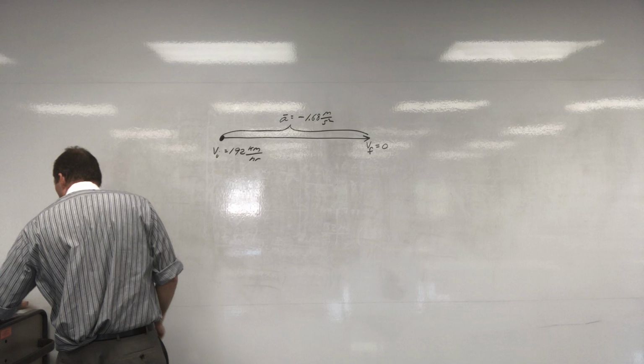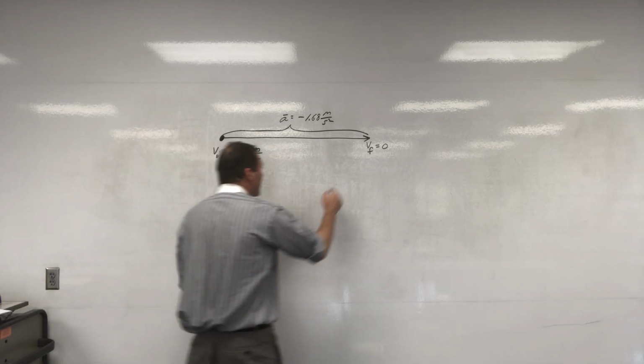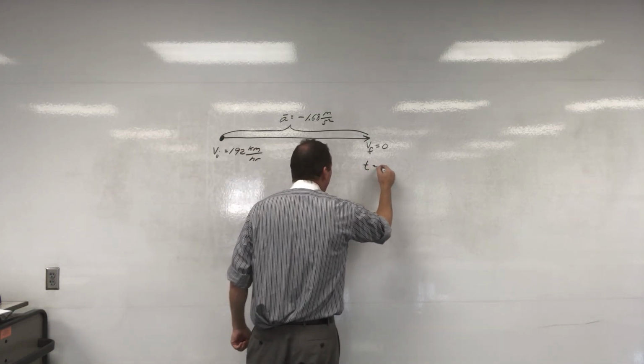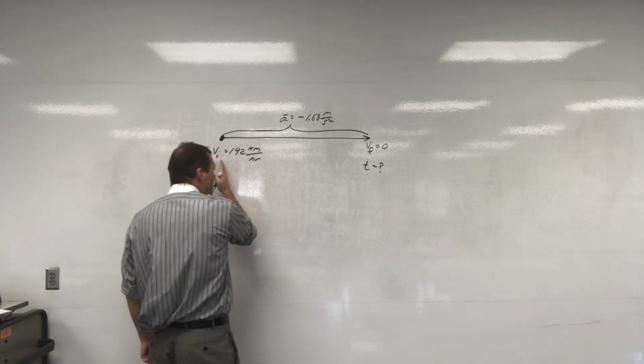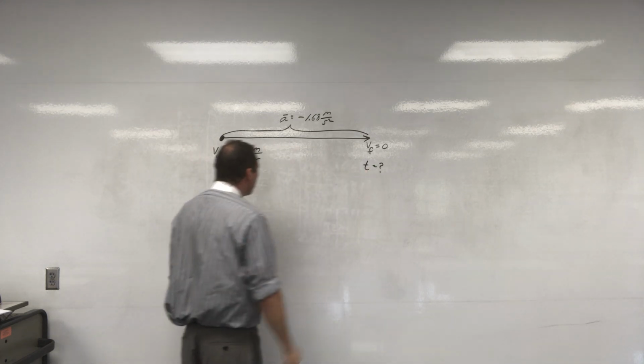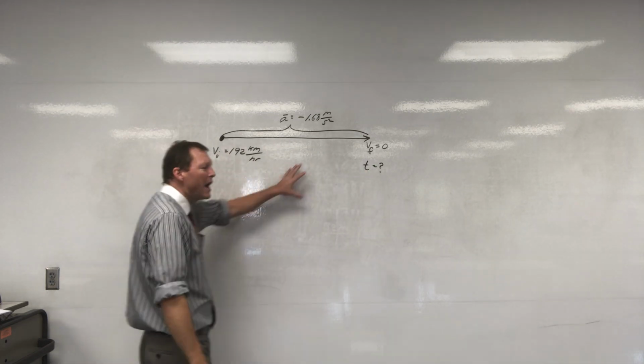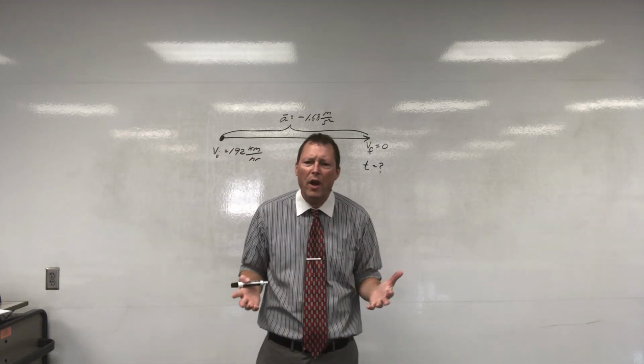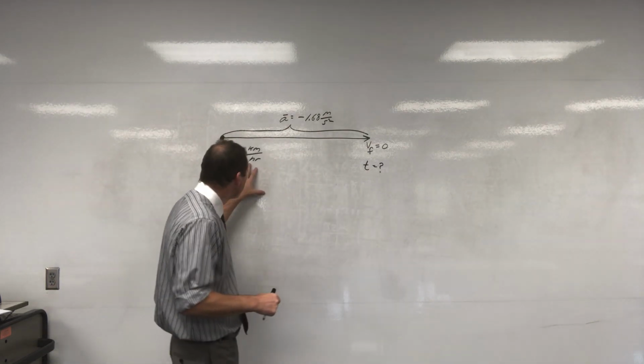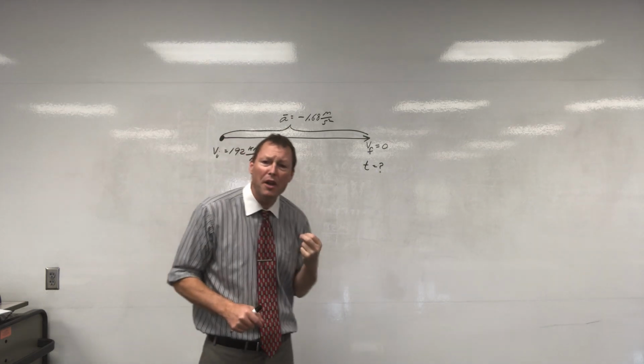Now let's see what else we have. We're looking for the time. So how long does it take to get from here to here? That's what we're looking for. Before I even decide to choose an equation, I'm going to get this into its proper form, and I'm going to use dimensional analysis.